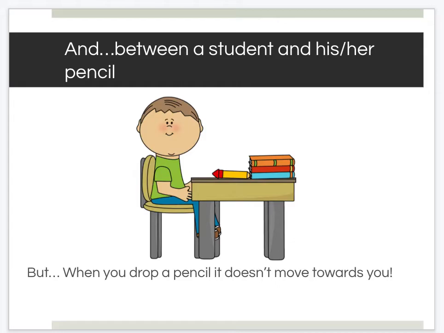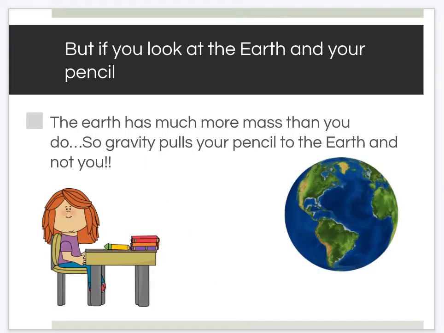So there's also gravity, again, between a student and his or her pencil, but when you drop a pencil, it doesn't move towards you, okay? So if there's gravity between you and things, how come when you drop things, they don't move towards you? And this is because if you look at the Earth and your pencil, the Earth has way more mass than you do, so gravity is going to pull your pencil to the Earth and not to you. So the Earth is enormous, it's huge. That's why every single thing that you drop or that can fall down a ramp or anything, it's going to move towards the center of the earth because the gravity is so strong.